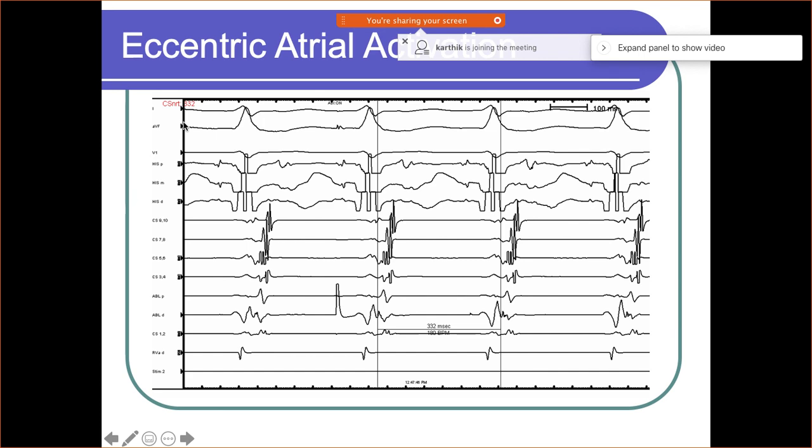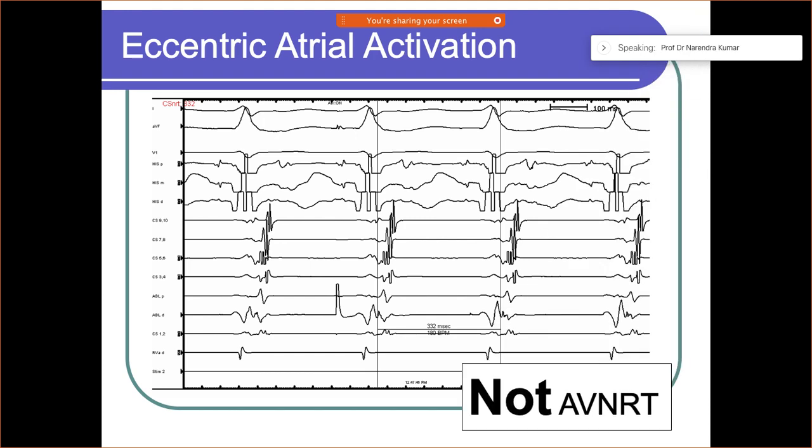Then in this another tachycardia, all these catheters are already present. If you look carefully at the intracardiac ECG, that's why the cycle length has also been put up over here. So this is what is called the eccentric atrial activation. What do you rule out? So what is the tachycardia? You rule out AVNRT, right?